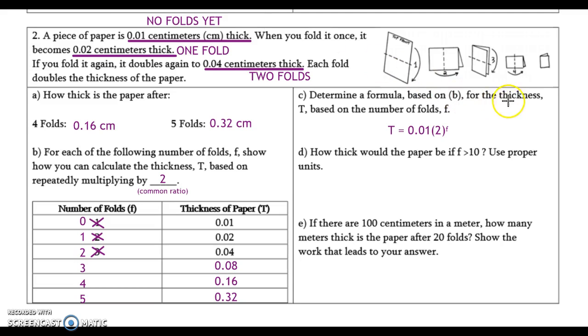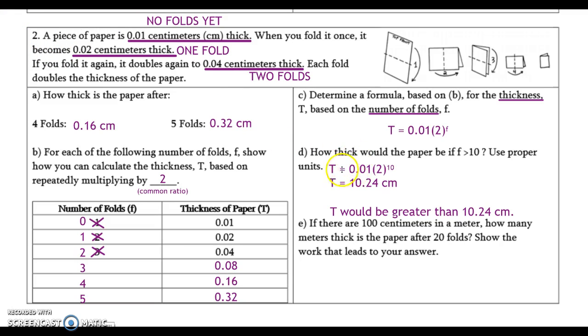Alright, we've identified the thickness as the term T. We've identified the number of folds as the term or variable F, and we have constructed our formula. T is more like our Y value, our output value. The F is the input value, how many times we've folded, so that's more like our X value. How thick would the paper be if F is greater than 10? Well, we need to find what happens when F is equal to 10 and then say how thick it would be greater than. And we're going to use proper units. In this case, we're using centimeters. Try that now.